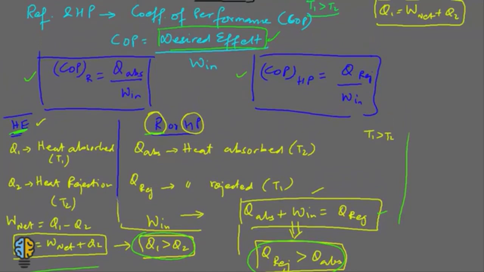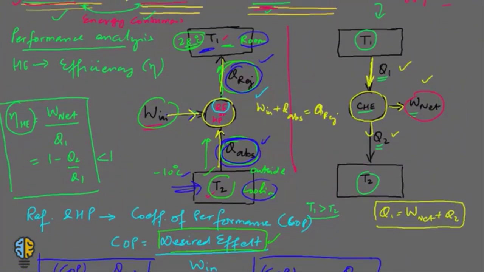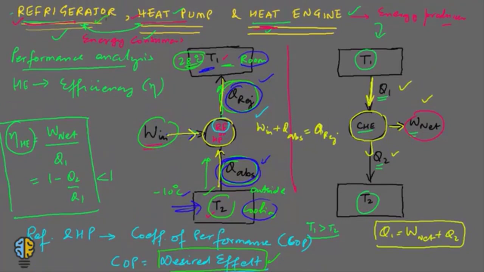Okay, so this is the relation between the COP of two devices, and this finishes the video on the differences and the performance analysis of a refrigerator, a heat pump and a heat engine. Now in the next video we talk about the equivalence of Kelvin-Planck and Clausius statements.